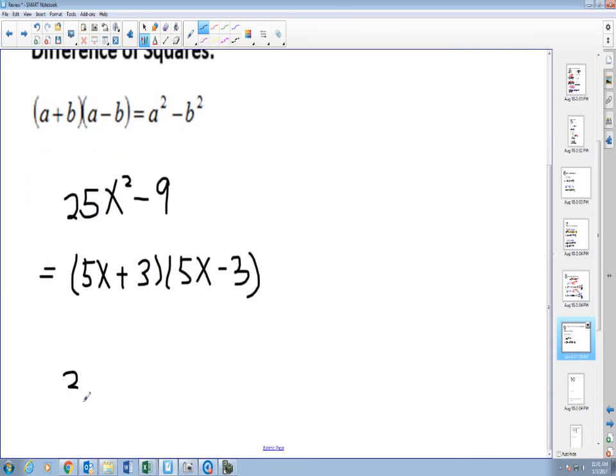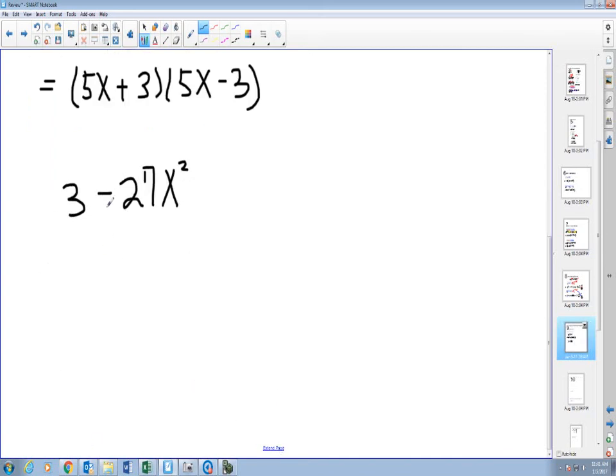Alright, another example. 3 minus 27x squared. Right now, this problem does not look like a difference of squares because the 3 and 27 are not squared. So, we always got to go back and think about the first factoring things we learned. Greatest common factor. If you have a greatest common factor, you got to factor that out first. So between the two terms, I can factor out a 3. So that leaves me with 1 minus 9x squared.